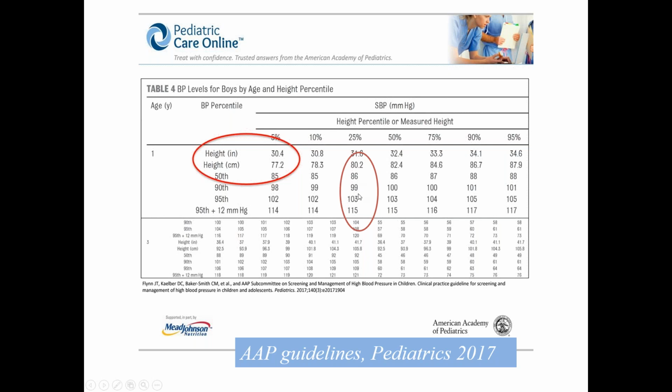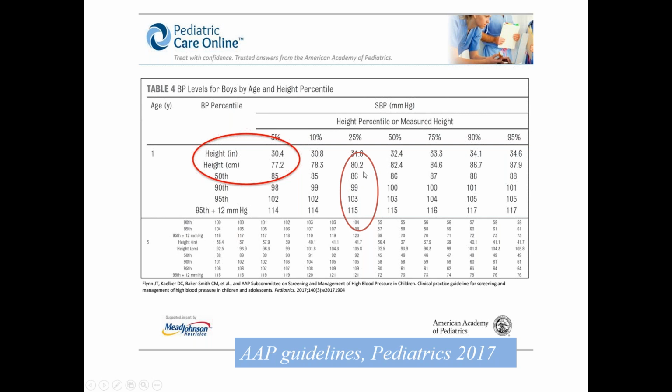95th centile is 103, and 95 plus 12 is 105. So on this side, you find that the blood pressure centiles have been given as 50th, 90th, 95th, and 95th plus 12. And on this side, you are given the heights. So if you know the height, or if you know the height percentile, you can use these figures. But most of the time, it is better to do the exact height, and then you can plot it on this curve and see whether the child.